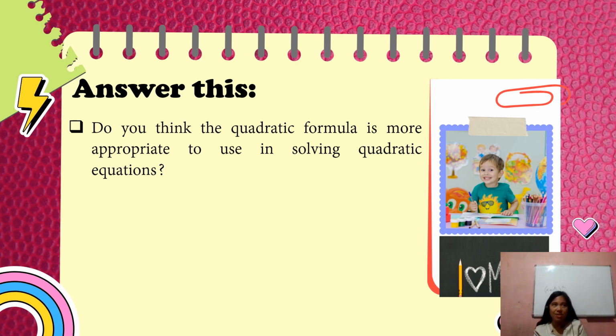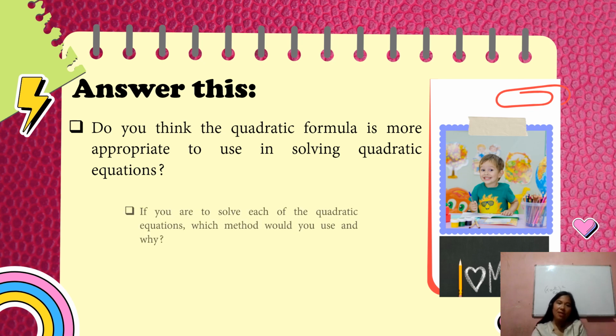Aside from the process being very long, it takes quite a while before your solving is finished. And if you can just extract the square root, let's say b is equal to 0, use extracting square root because it is easier. Or if you're equipped with your skill in factoring, use factoring. And if not, then you proceed with the quadratic formula. But then again, it's up to the person who is solving.